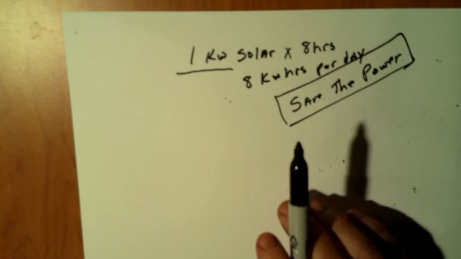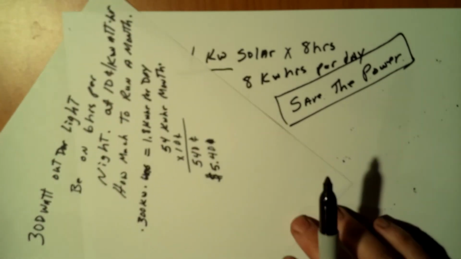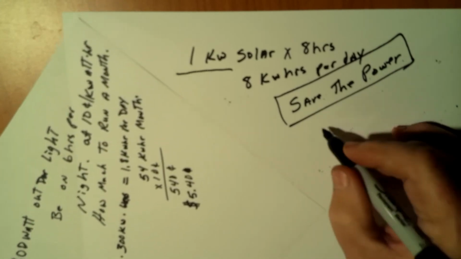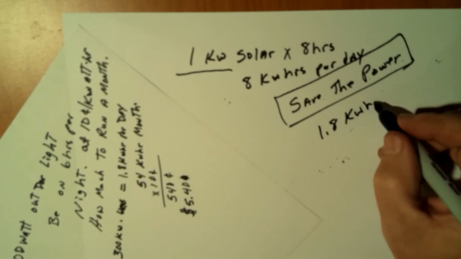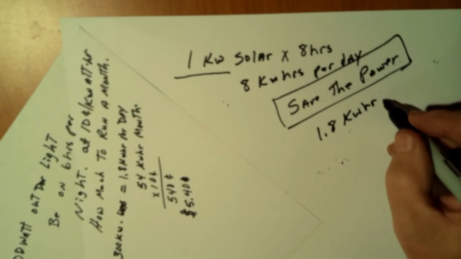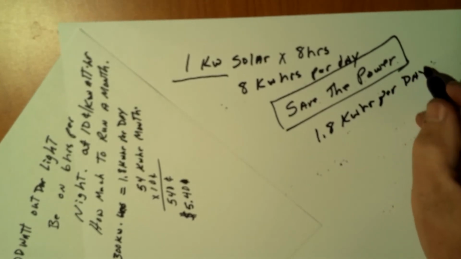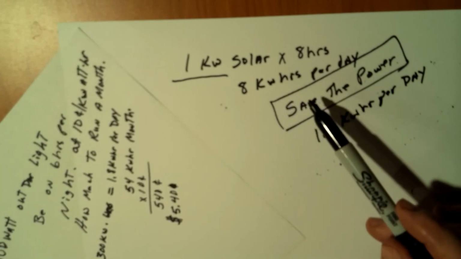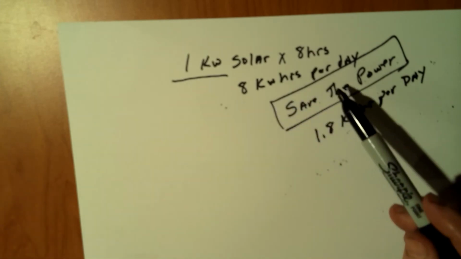Well, we go back to this 300 watt light bulb that we're using. Okay? It used 1.8 kilowatt hours per night, per day. Would that solar array be able to run that? The answer is yes. You'd have to save the energy.